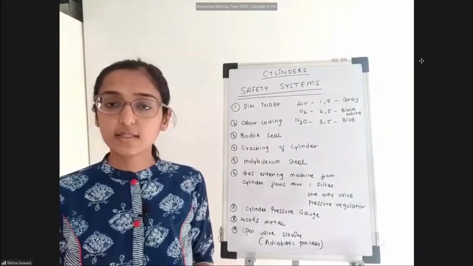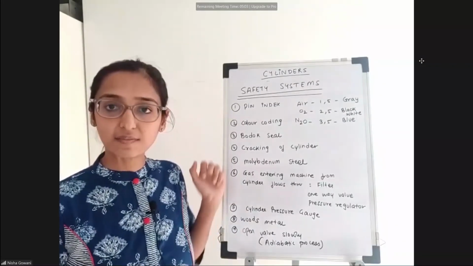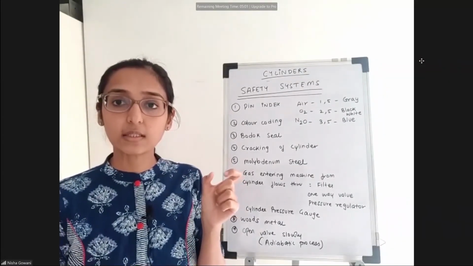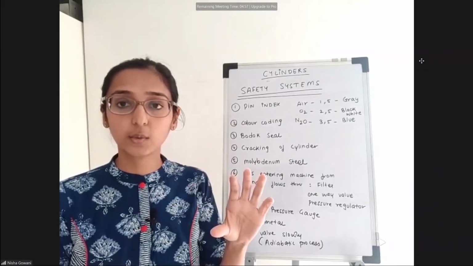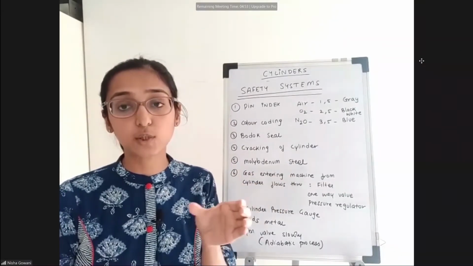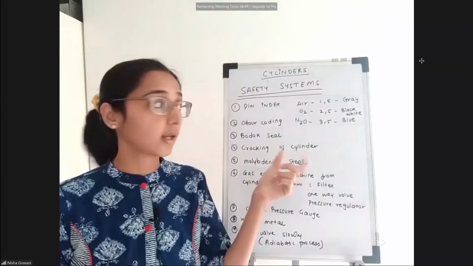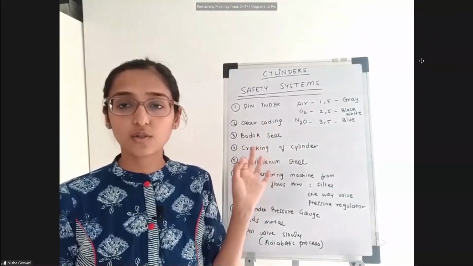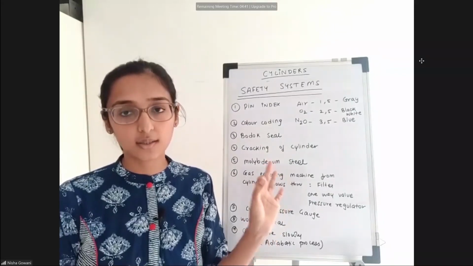Let's understand the safety systems which are in place for the cylinder. The very first is the pin index safety system. By the pin index method, the incorrect attachment of the cylinder to the hanger yoke assembly is prevented. There is a specialized hanger yoke assembly for each individual gas cylinder. Also there is color coding. Let's understand it for oxygen, air, and nitrous, because these are the gases that we routinely use on a daily basis.